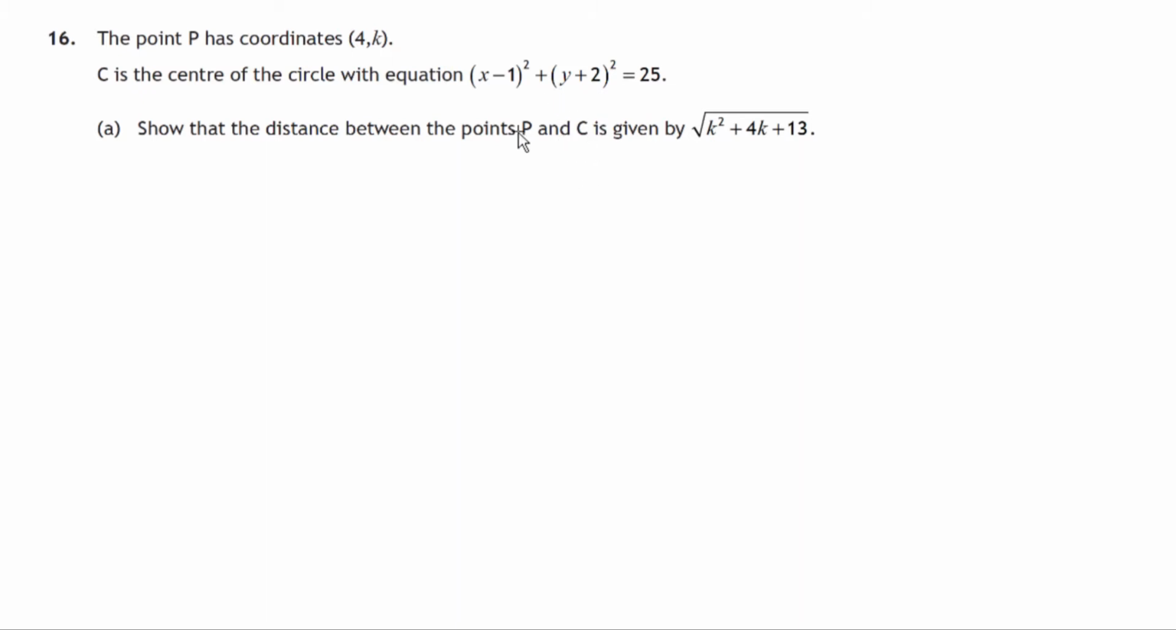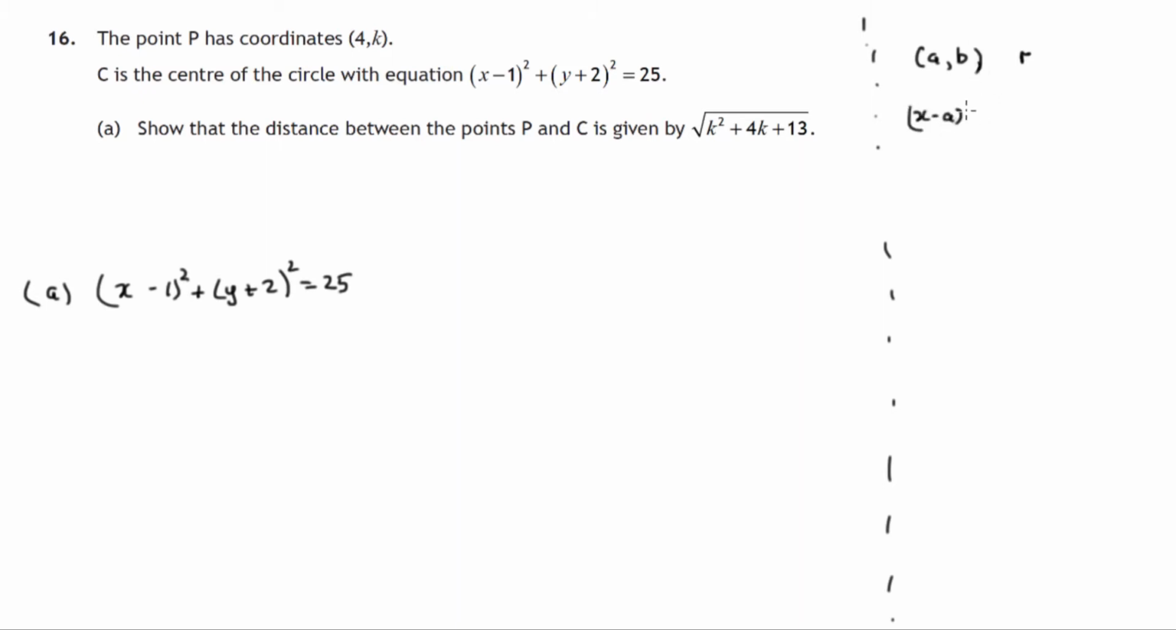In this question we're told we have a point P and a circle with centre C, and we're told to find an expression for the distance between C and P. So let's first of all see what we can find out about this circle. (x minus 1) squared plus (y plus 2) squared equals 25. Remember the result that if we have a centre (a, b) and radius r, then the equation of that circle is (x minus a) squared plus (y minus b) squared equals r squared.